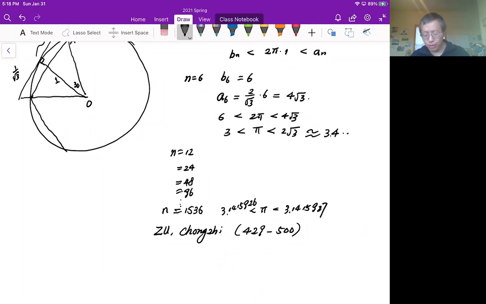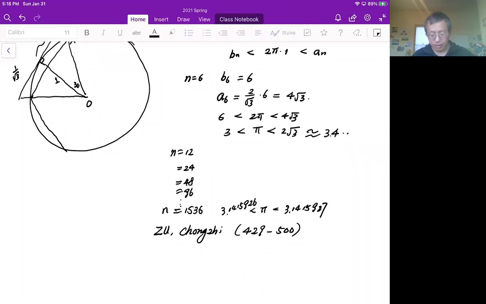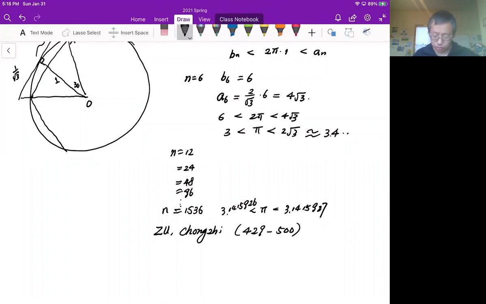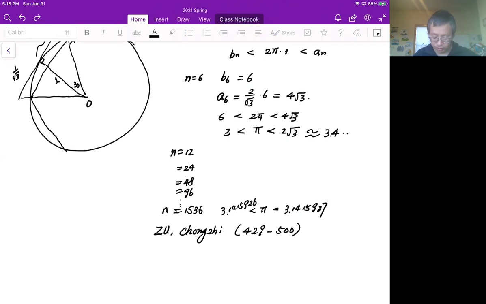But what's the idea of doing this? How could I estimate the side of the regular polygon of 1,536 sides? That's not easy. If you just do that out of the blue, it's very, very hard. So the key idea is a formula. It's not just estimating one by one. You have to have some key idea, a strategy. So what's the strategy? Let me quickly show you.